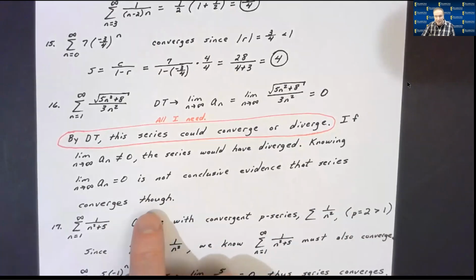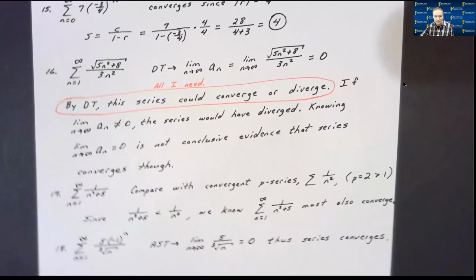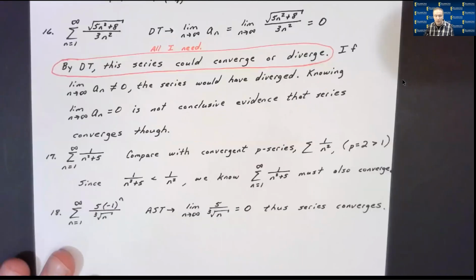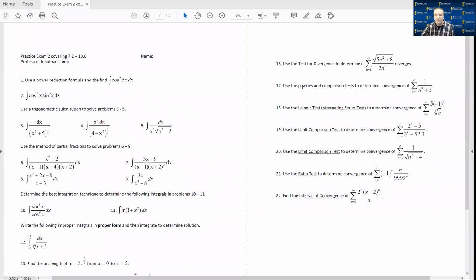So it just says that we don't know, the divergence test is inconclusive. Now, for number 17, we're using, it looks like, the comparison test. Let me go back and see. Yes. It says use the p-series and comparison test to determine the convergence of 1 over n squared plus 5.